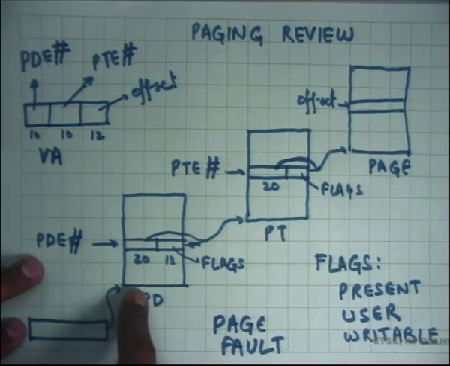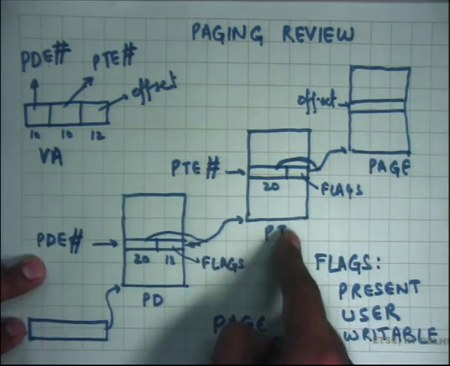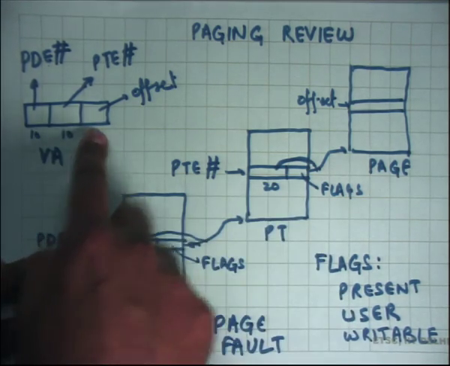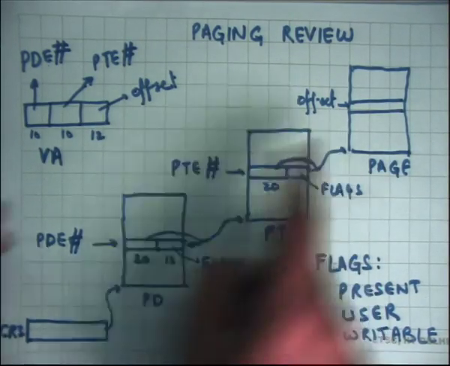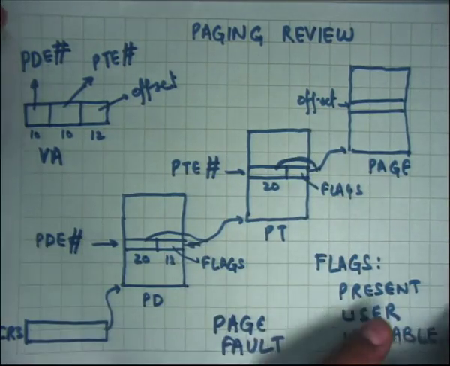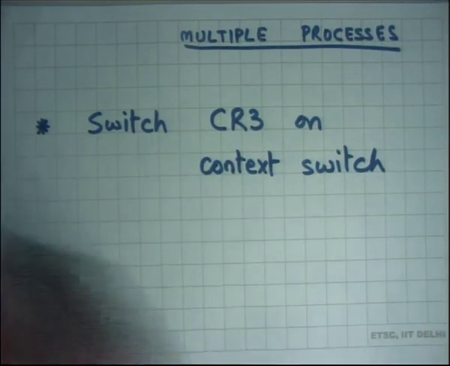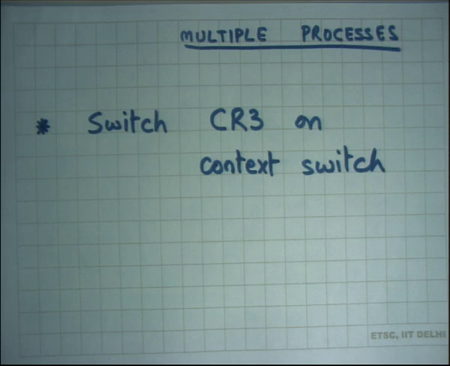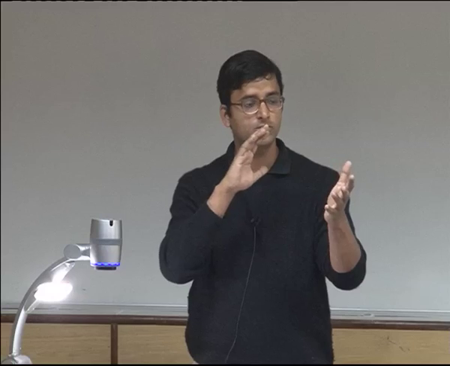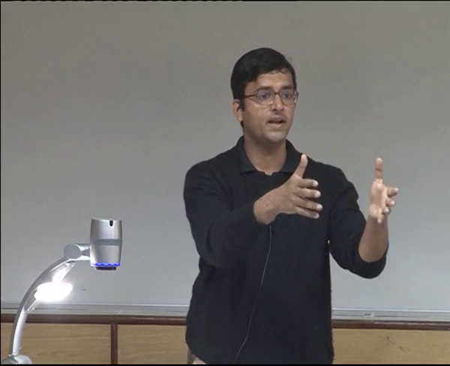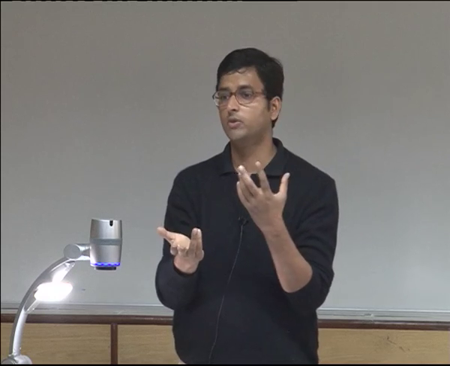So the top 10 bits are used to index the page directory. The next 10 bits are used to index the page table, and the last 12 bits are used as an offset into the page. All right. And we said that an operating system can implement multiple processes or multiple address spaces by switching the page table on every context switch. So each time the operating system wants to change from P1 to P2, you change the CR3 value from P1's page directory to P2's page directory. You just load a new value into CR3 and you have a new page table.